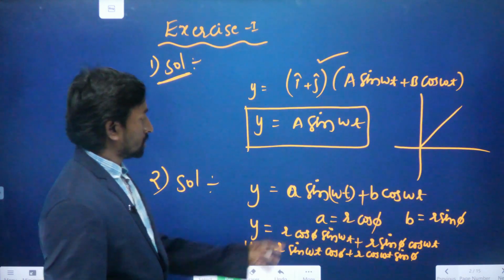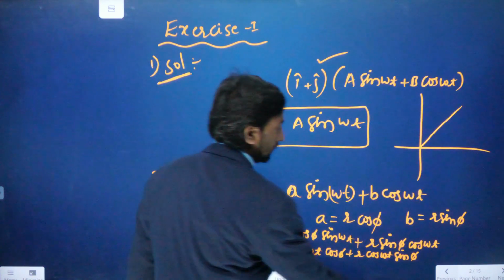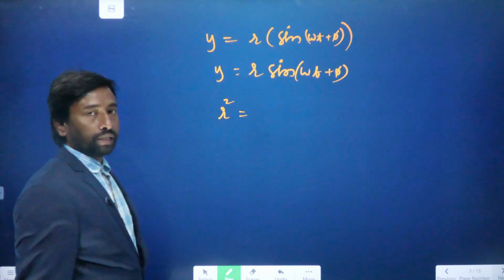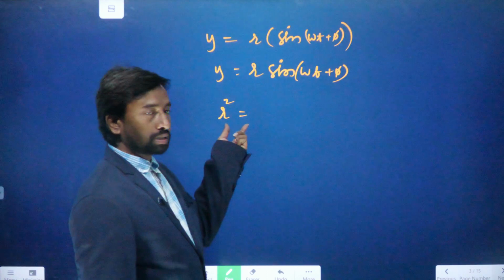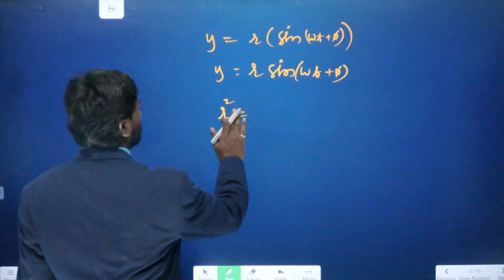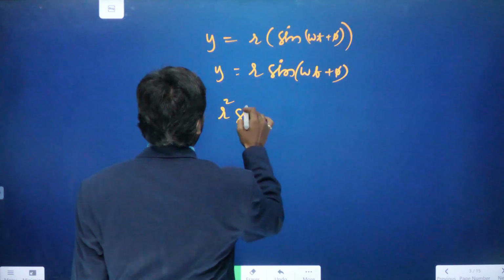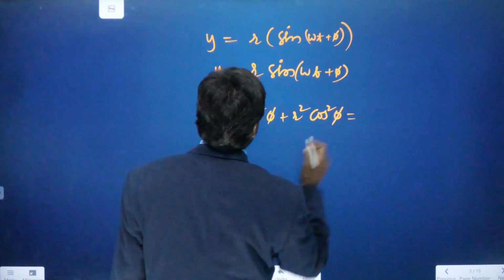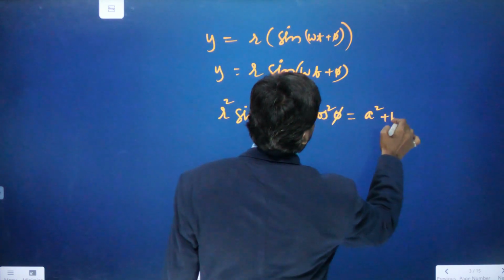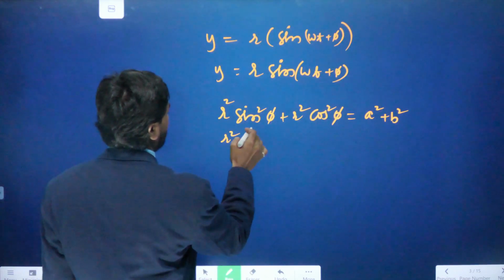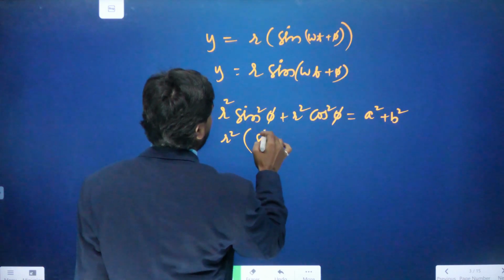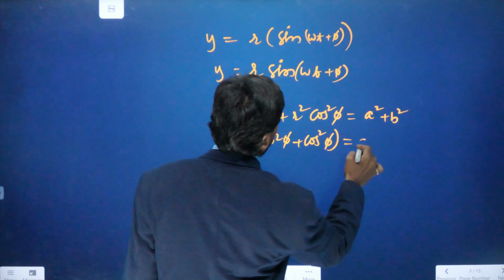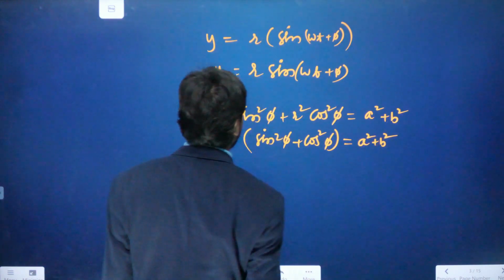So if you do squaring on both sides of these two equations, we will get r square sin square phi and r square cos square phi, which is equal to a square plus b square. Therefore, if you take r square common, we can write sin square phi plus cos square phi, so we can write a square plus b square.